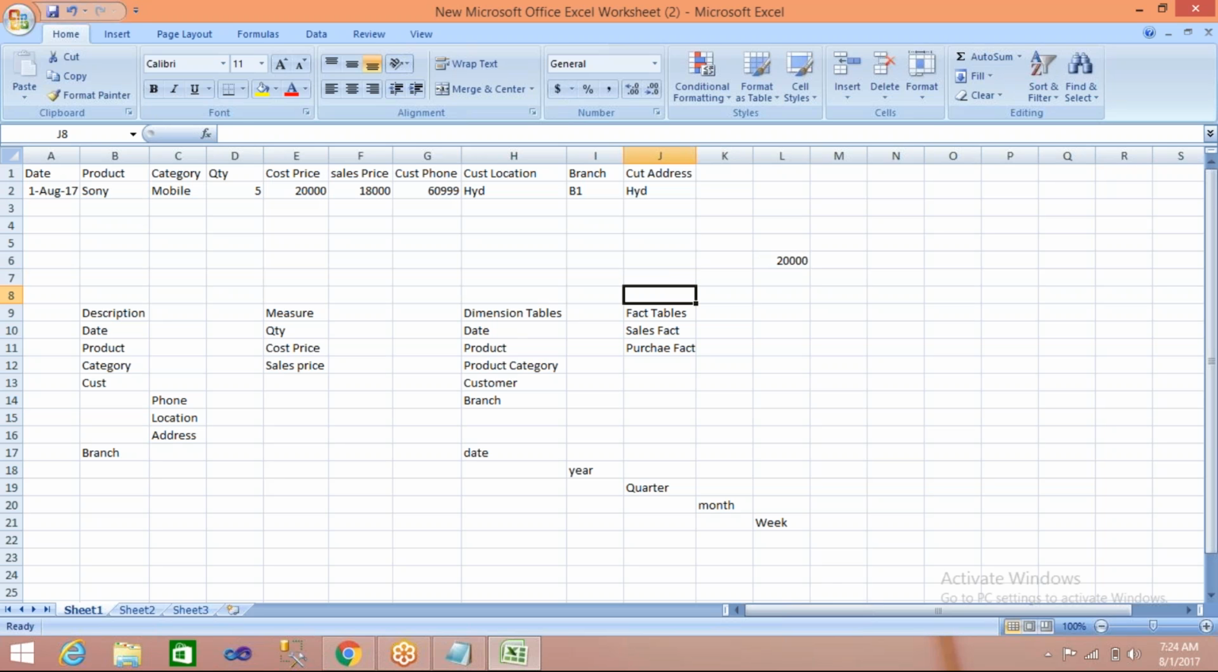Okay, so based on the popularity of the branch, we may get 10,000 records, 20,000 records, 1 lakh records. So many records, as per the customer visits. So we will split all those records into dimensions and facts.